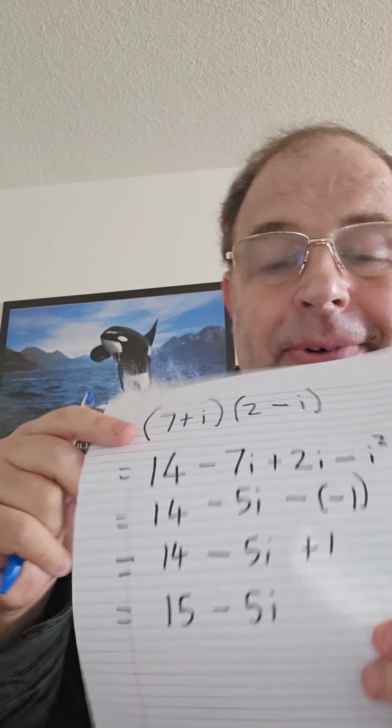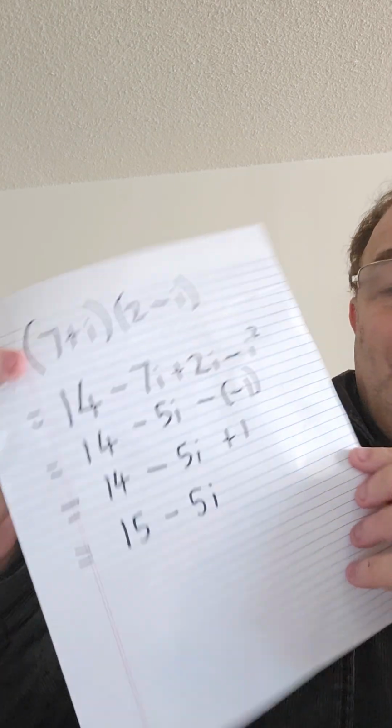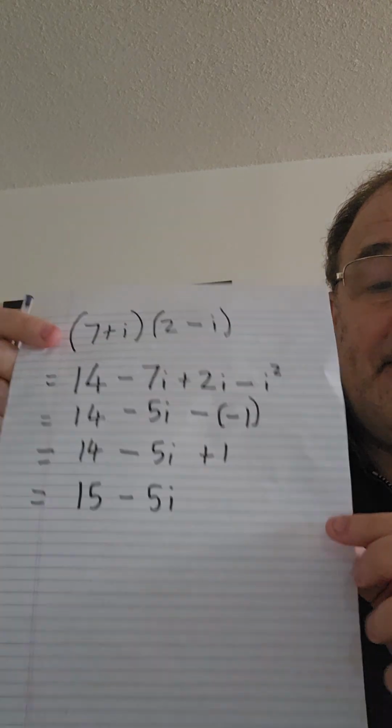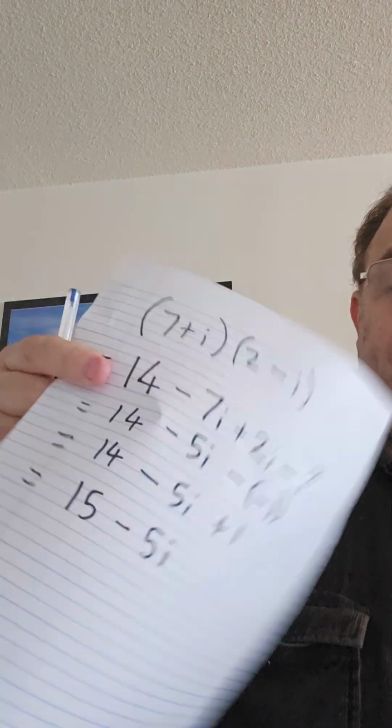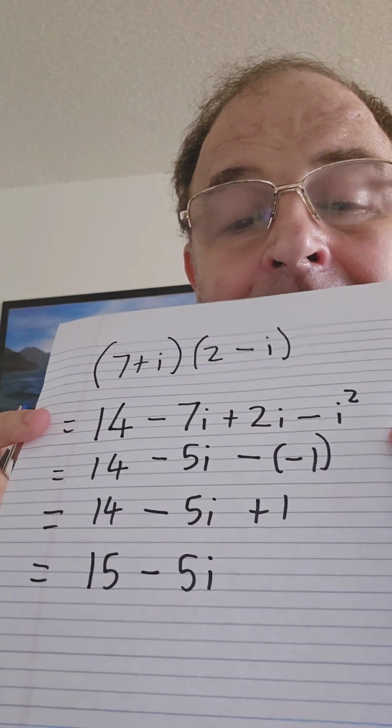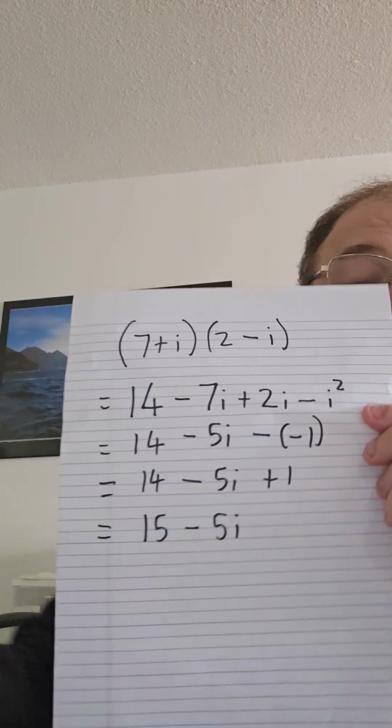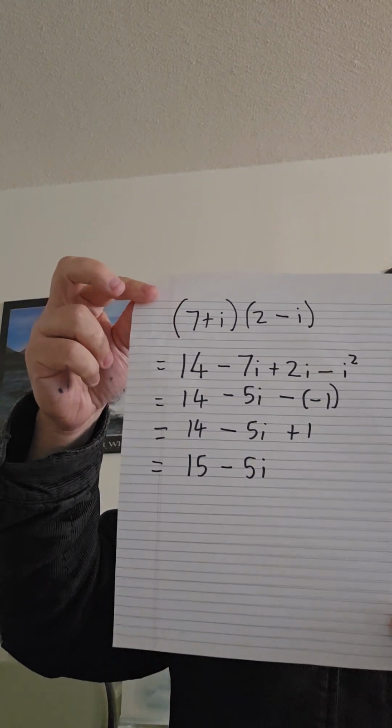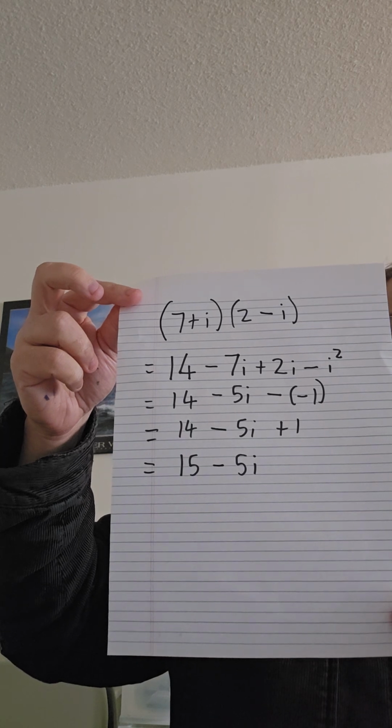Now, how do we simplify minus i squared? Remember, what is i squared? i squared is minus 1. So minus i squared is minus minus 1, which simplifies to plus 1. So 14 plus 1 is 15, and the answer is 15 minus 5i. And again, I'll leave it for a couple of seconds for you to read over. There you go.